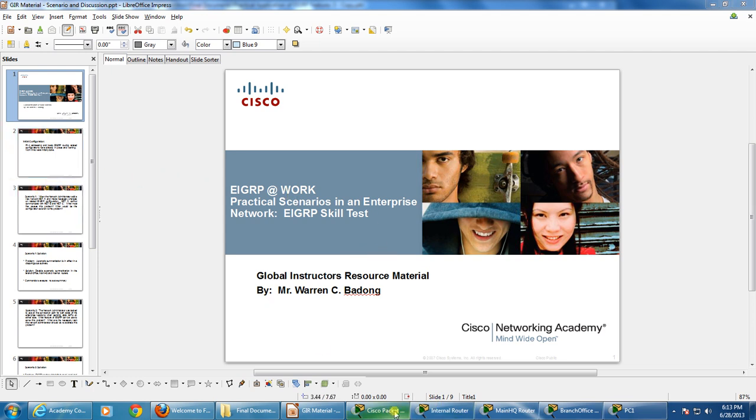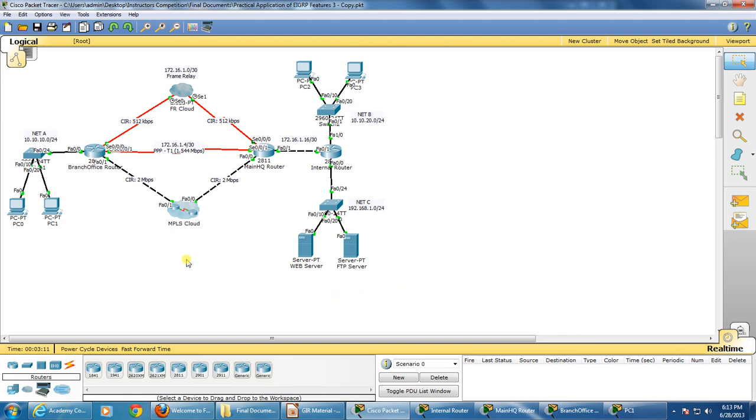So to start, first I have to introduce our current topology so that you will be familiar with it. We have two locations, the branch office and the main headquarters. In the main headquarters, we have two networks: network C for our server on the server side, and net B, which is on the client side. We also have network A, which is in the branch office.